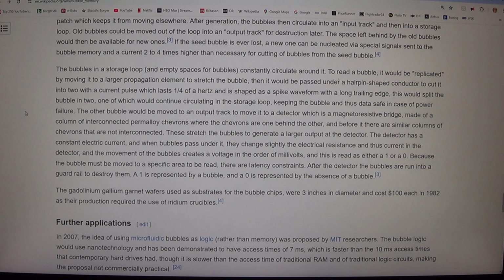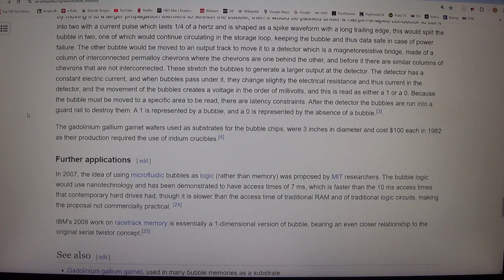The detector has a constant electric current, and when bubbles pass under it, they change slightly the electrical resistance and thus current in the detector, and the movement of the bubbles creates a voltage in the order of millivolts, and this is read as either a 1 or a 0. Because the bubble must be moved to a specific area to be read, there are latency constraints. After the detector, the bubbles are run into a guardrail to destroy them. A 1 is represented by a bubble, and a 0 is represented by the absence of a bubble.